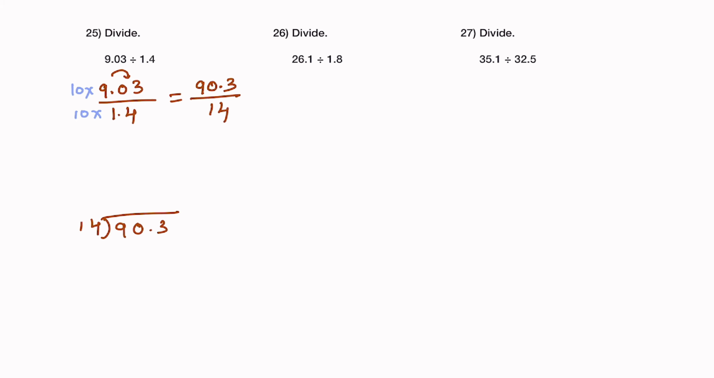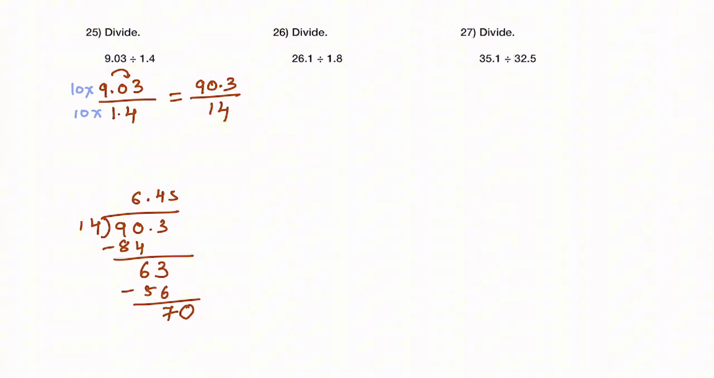14's times table. Do you know it? If you know it, that's great. So 14 times 6 is 84. That gives us 6, and this 3 comes down, right? Then we say 14 times 4. We'll put the decimal here because we've taken this 3 down. So that's 56. Remainder is 7. We put 0 again, and 14 times 5 is 70. So the answer is 6.45.